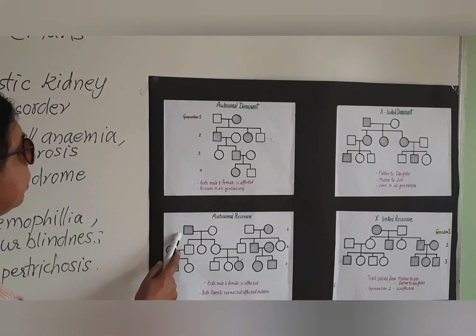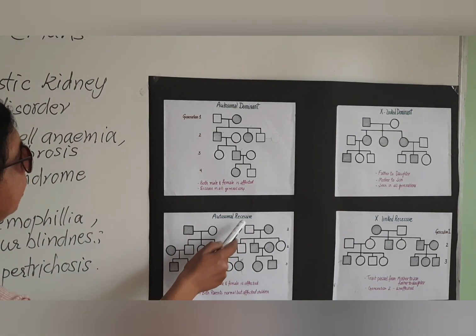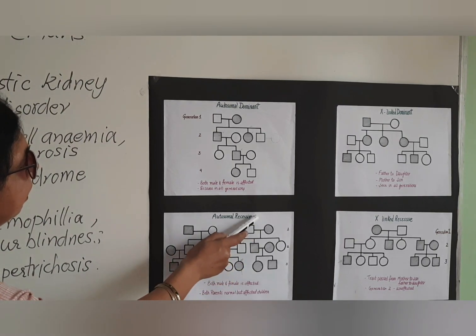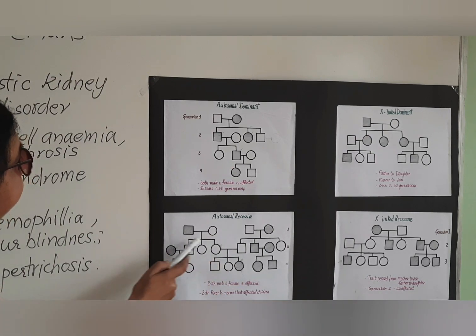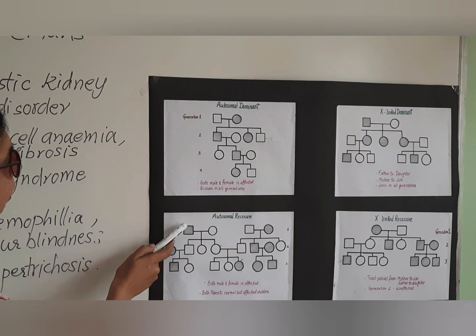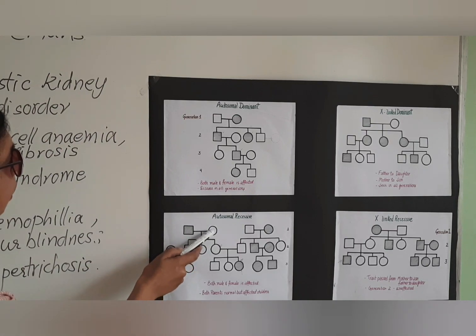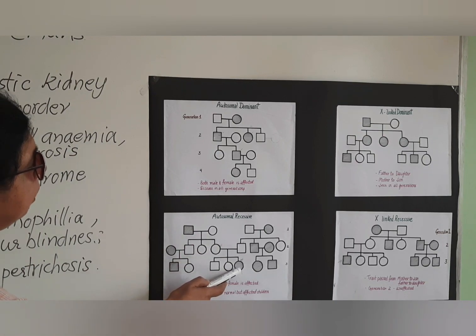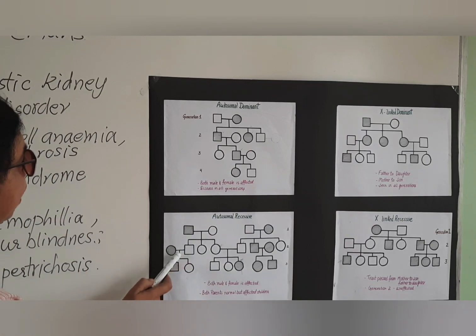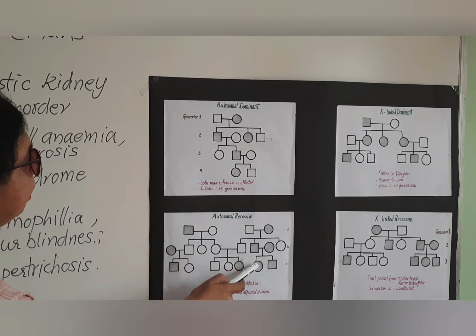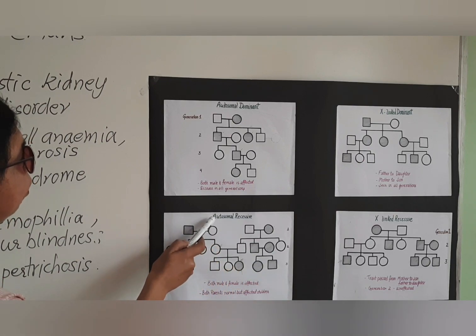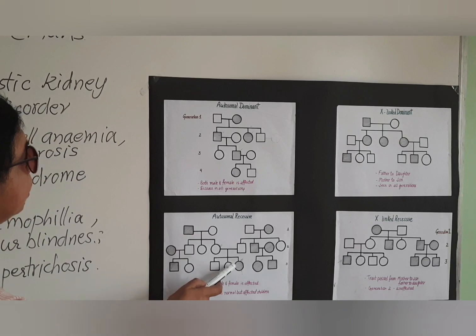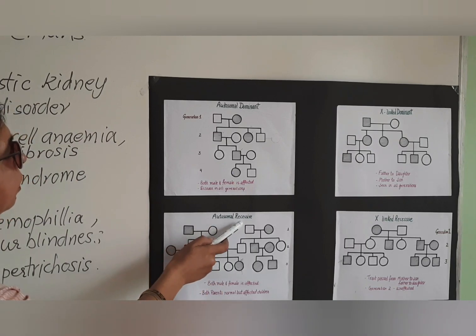So this is the second case. It is representing two families. In one family, the trait is seen in all the generations. In the other family, it is absent in generation 2 and it reappears in generation 3. So this represents recessive character, and as both male and female are affected, it represents autosomal. So on the whole, we can say it is a case of autosomal recessive.